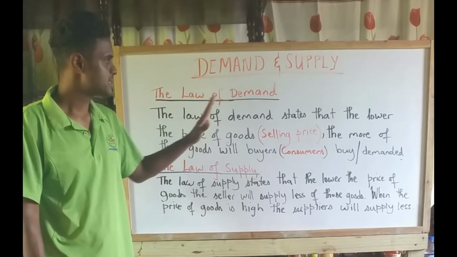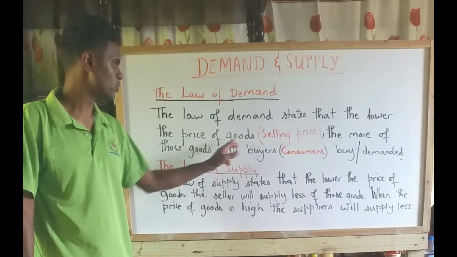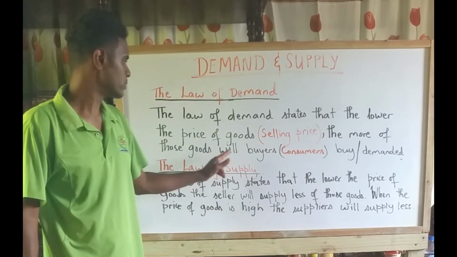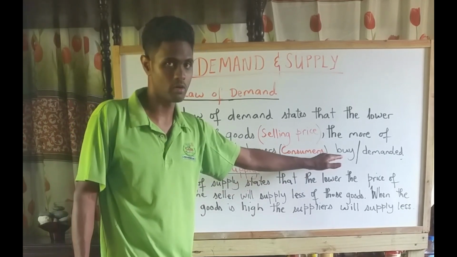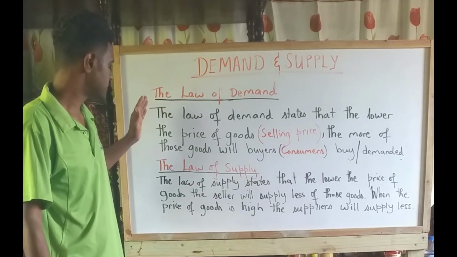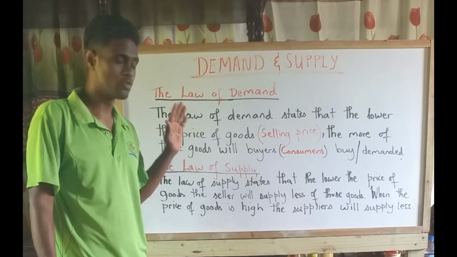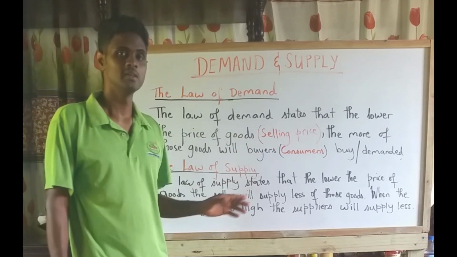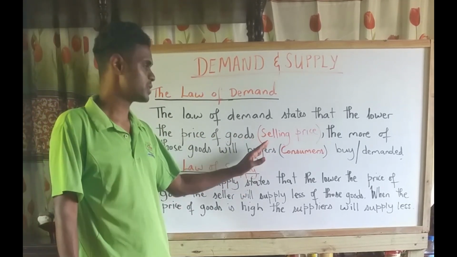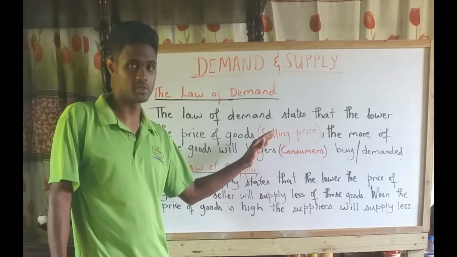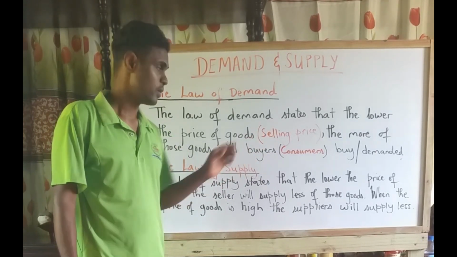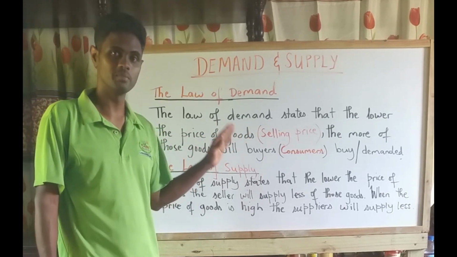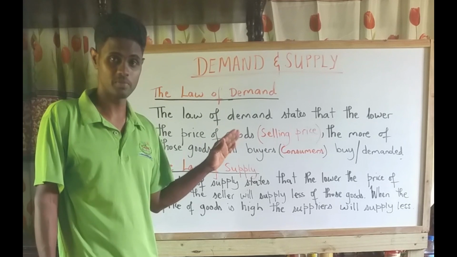The law of demand states that the lower the price of goods, we're talking about the selling price, not the cost price, the more of those goods buyers or consumers will buy or demand. So let me repeat. It states that the lower the price of goods, the more of that good consumers will buy. And of course, you need to remember that the price we are talking about is the selling price of the goods, not the cost price. Of course, the opposite is also true. When the price is high for goods, consumers are not motivated to purchase a lot. Of course, they will not purchase a lot of them.